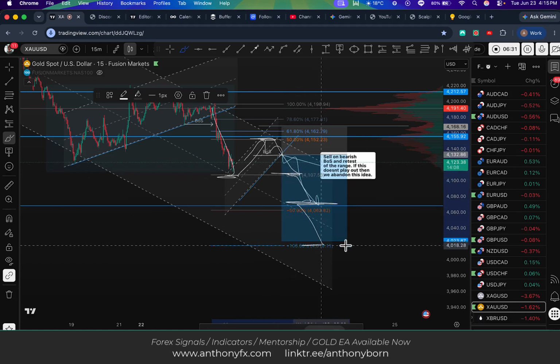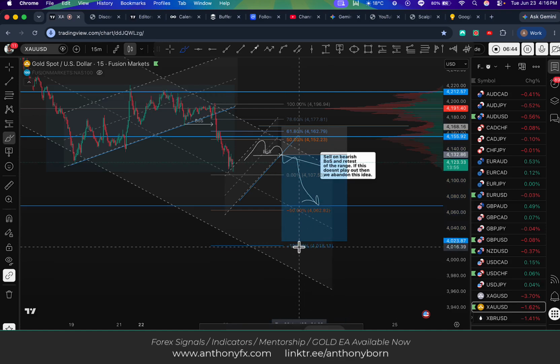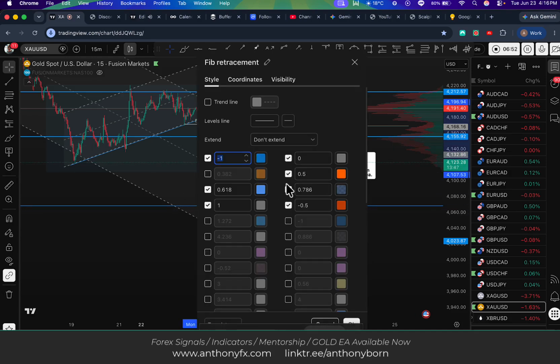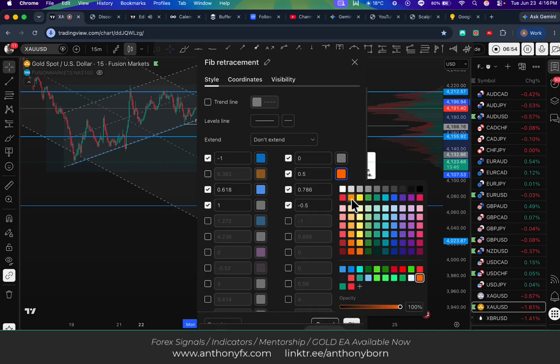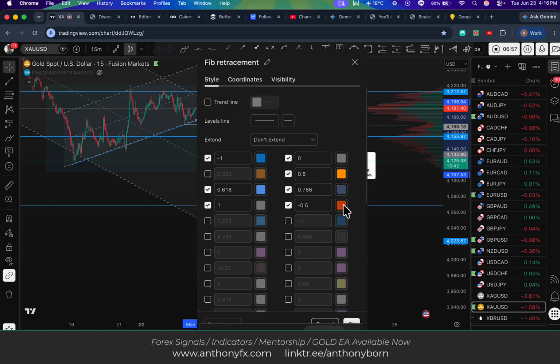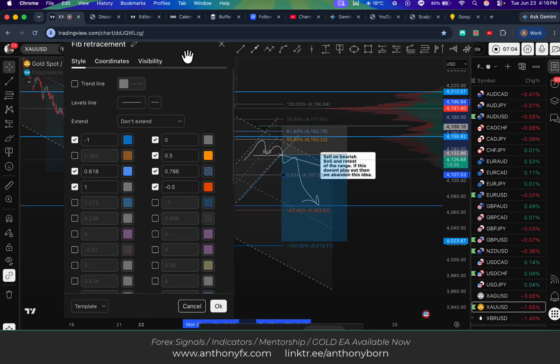So this high to low, right? So A, B, C, D, measured move. And then the extended move down into this here. So I'll just show you what I've done on my fib so you can use it. It's pretty simple. In fact, I should brighten that up a little bit. It's a bit dark. And that one can go up as well. Yeah, that's kind of it, more or less.